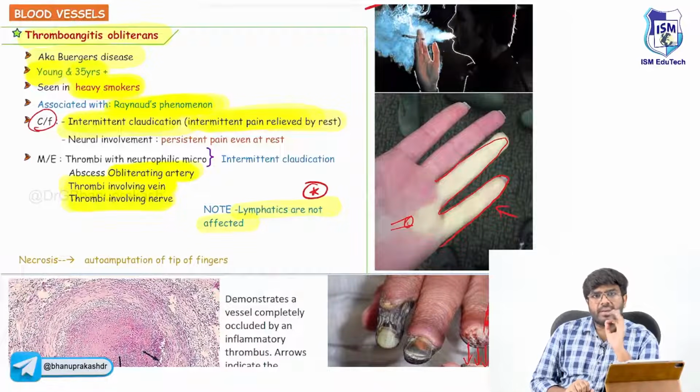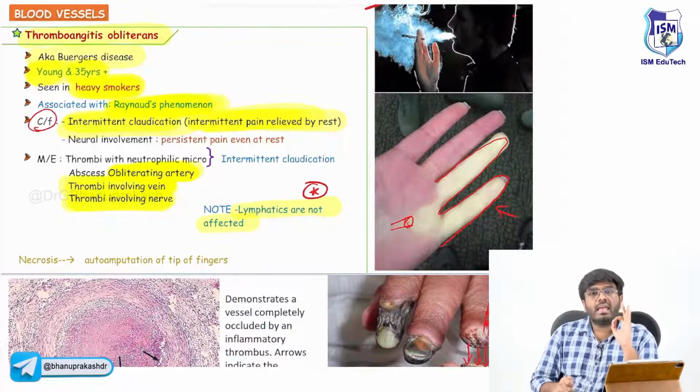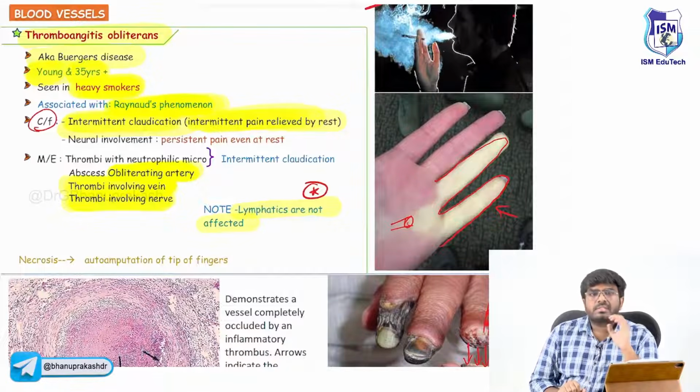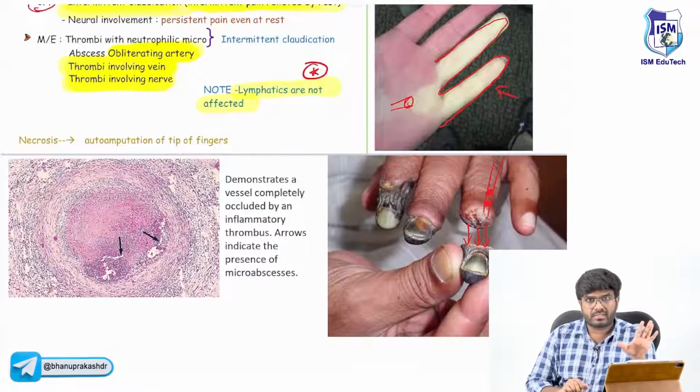Thromboangiitis obliterans, a medium vessel vasculitis, also called Buerger disease, is seen in heavy smokers, young males around 35 years of age, and is associated with Raynaud's phenomenon. There will be blanching. That's the Raynaud's phenomenon, sir. So, in which type of vasculitis is the entire neurovascular bundle affected? Arterial involvement, vein involvement, as well as nerve involvement. That is thromboangiitis obliterans. Lymphatics are usually spared. And what you will see is auto-amputation of the fingers.